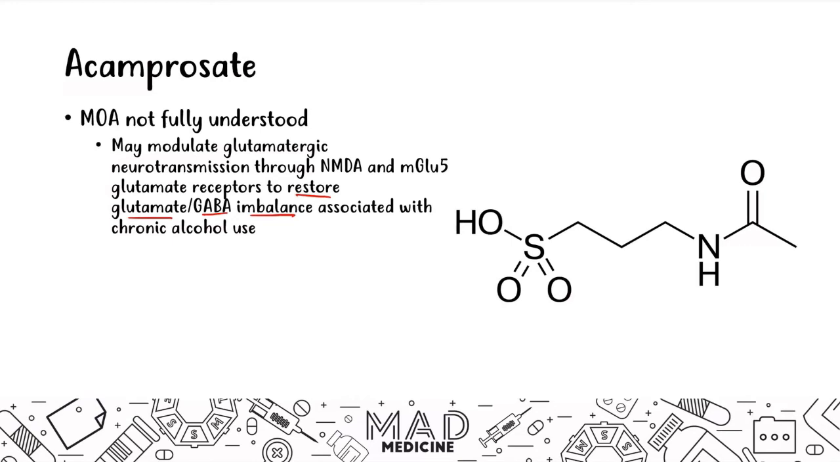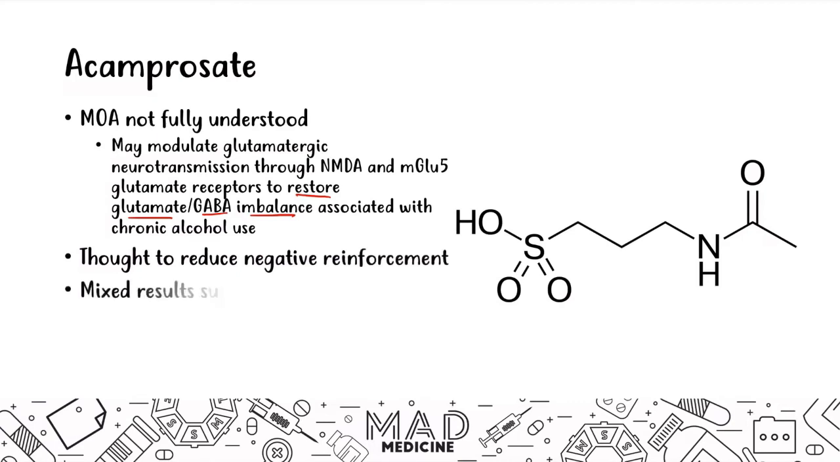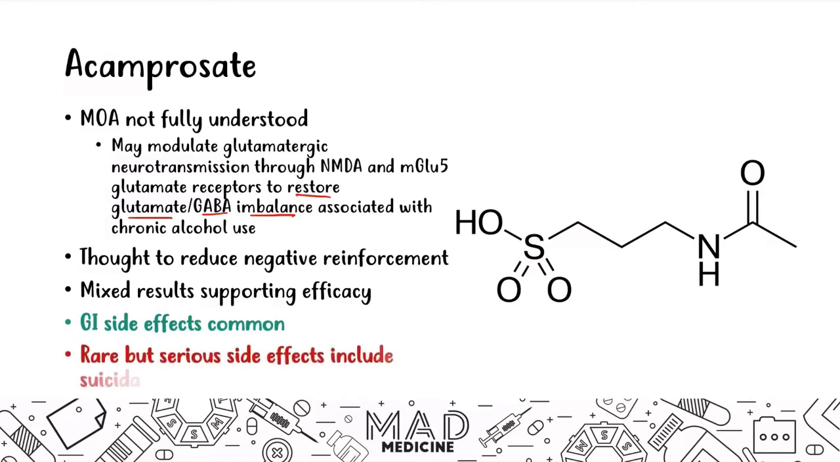Okay, so what it's thought is that acamprosate is used to reduce the negative reinforcement. Now, there are mixed results in supporting the efficacy, and there are very common GI side effects that can occur. But the main thing you need to know about acamprosate is that there is a rare but very serious side effect that can happen, which can include suicidal thoughts and ideation. Patients who take this drug may have a higher risk for suicide. That's definitely something you should know.